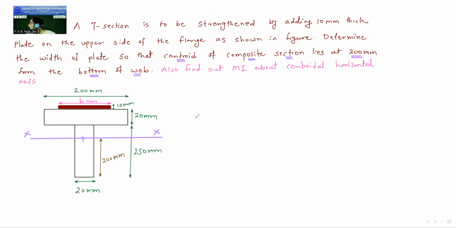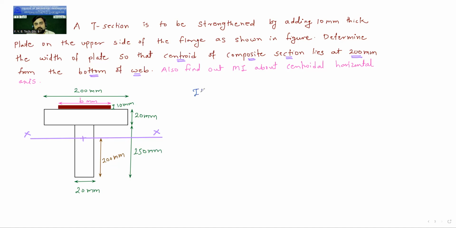How do we find it? Think about it. It is very simple. Use the formula of y bar. Every time, all the dimensions are given and you have to find x bar and y bar. This time y bar is given directly. This 200 mm is nothing but the distance of the centroid of the total T section. The distance of the centroid of this total composite section is given, so the value of y bar from the bottom is given directly. Okay, so here I will write.